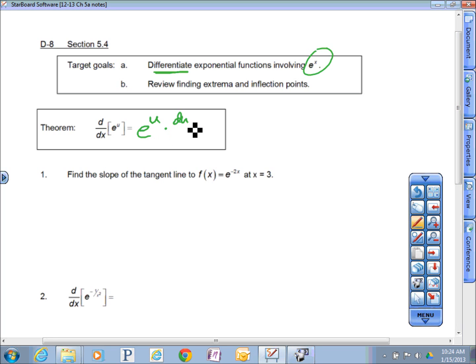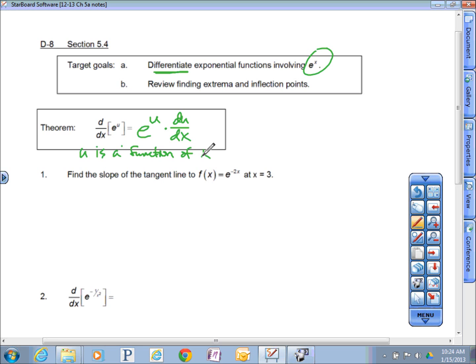times du over dx. So what we're saying here is that u is a function of x. So if u is a function of x, then the derivative of e to the u is going to be e to the u, and the derivative of that power then is going to be du over dx. So slope of the tangent line.